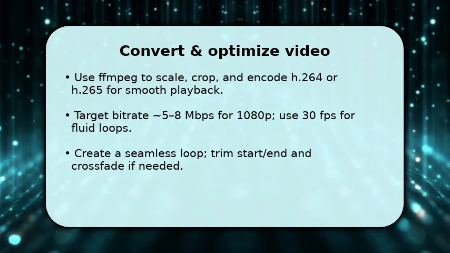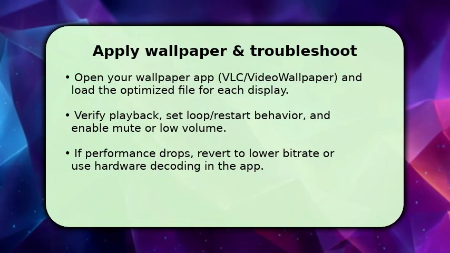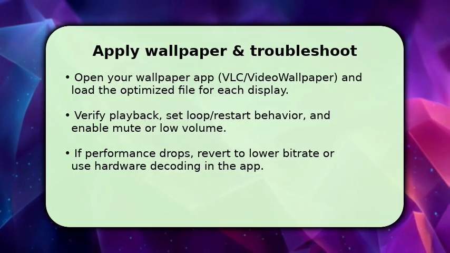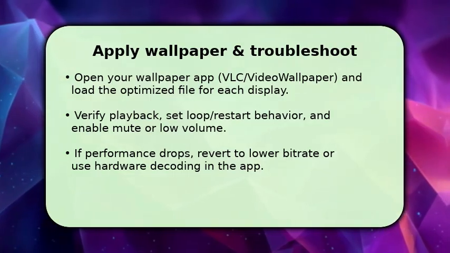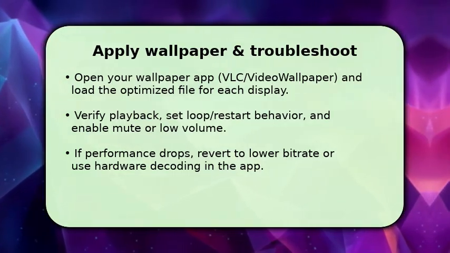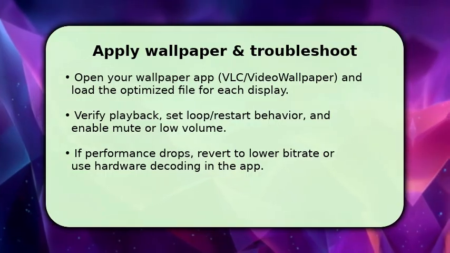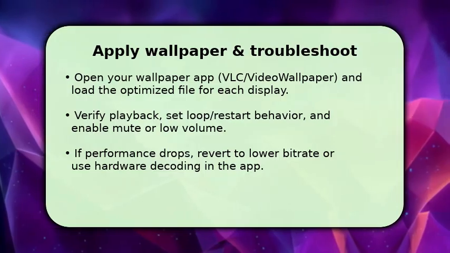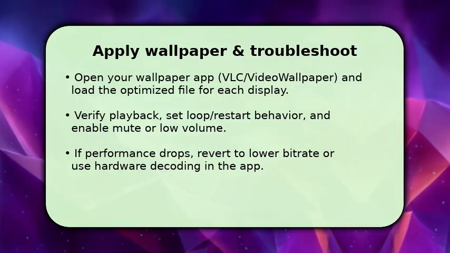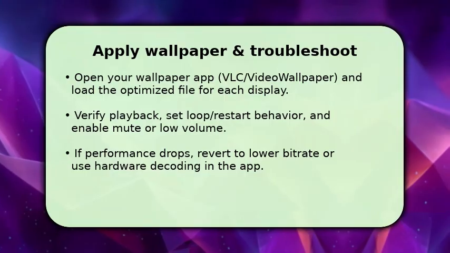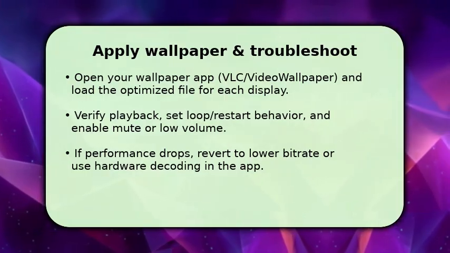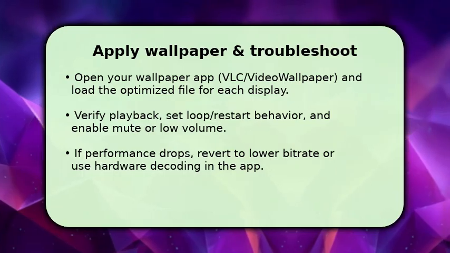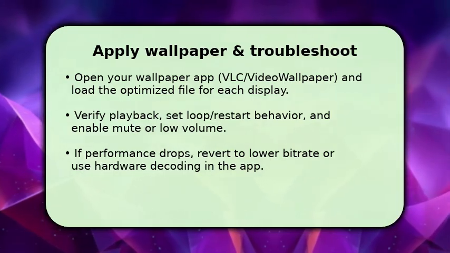Finally, apply the optimized file in your wallpaper app and adjust playback settings. Open VLC or your video wallpaper utility, load the video per monitor, enable looping, and set audio to mute so sound doesn't play constantly. Once done, make sure the app uses hardware decoding to minimize CPU usage and set launch at login if you want persistence. If you see dropped frames or battery drain, lower the bitrate, reduce resolution, or enable hardware acceleration. These fixes solve most performance issues quickly.